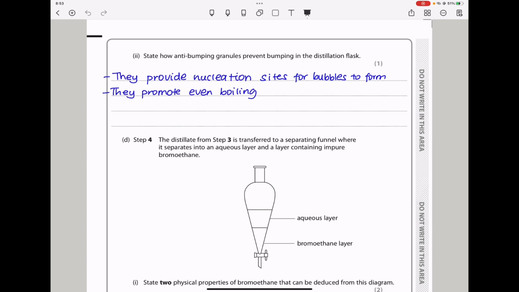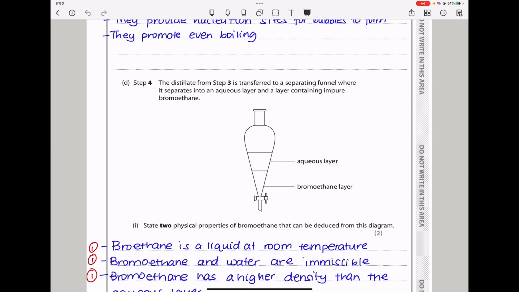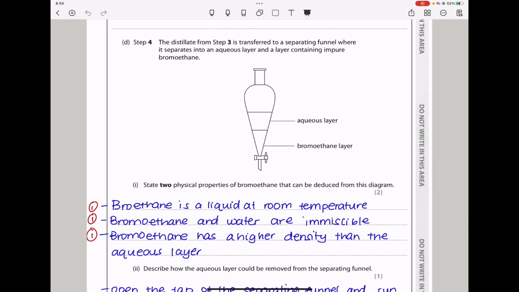Moving on. They say state how anti-bumping granules prevent bumping in the distillation flask. Anti-bumping granules will provide sites over which bubbles can form, or you could say nucleation sites for formation of bubbles, and this is going to promote even boiling. In step 4, the distillate from step 3 is transferred to a separating funnel where it separates into an aqueous layer and a layer containing impure bromoethane. So here they've told us bromoethane is in the lower layer and the aqueous layer is going to be on top. This shows us that bromoethane is denser than the aqueous layer.